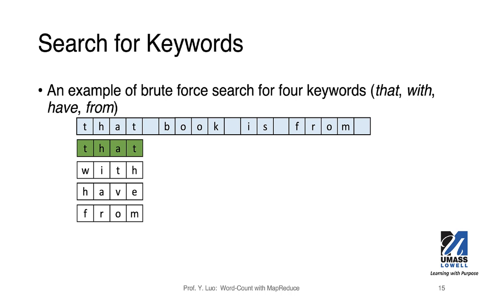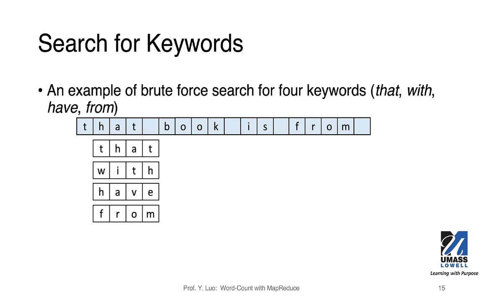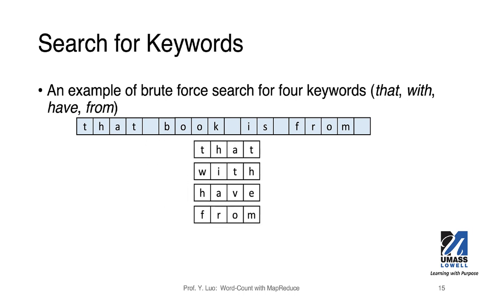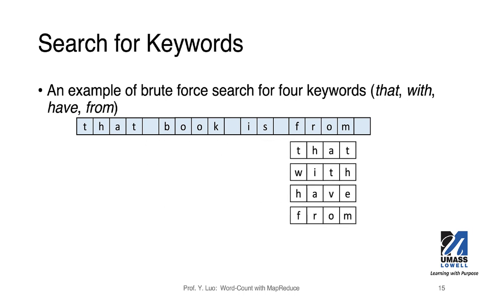Next, we're going to move this window to the next character. At this point, the characters in the text stream do not have any matches. So we'll produce a no match and move on to the next location. So we basically slide the window by 1 character ahead. We'll continue this process to compare all the characters in the text stream with all the 4 keywords. And when we get to this point, we can find that there's another match with the keyword from.